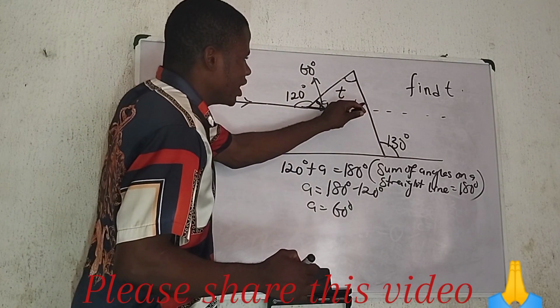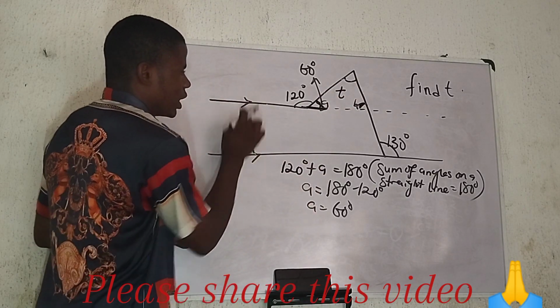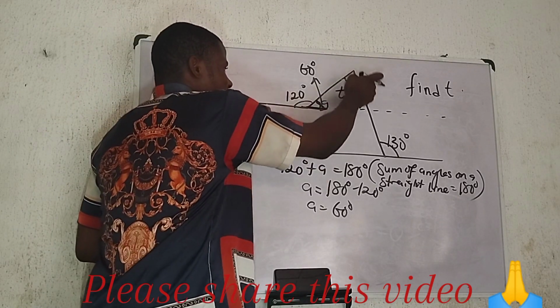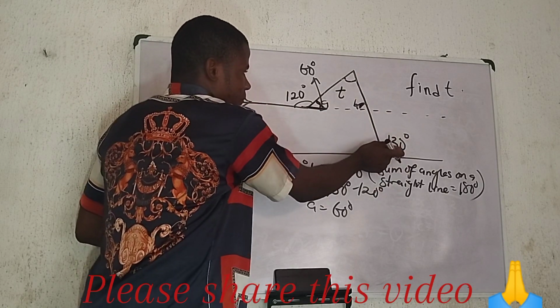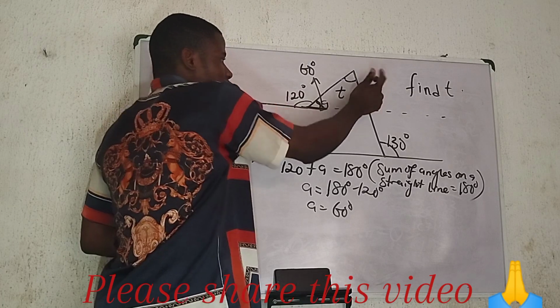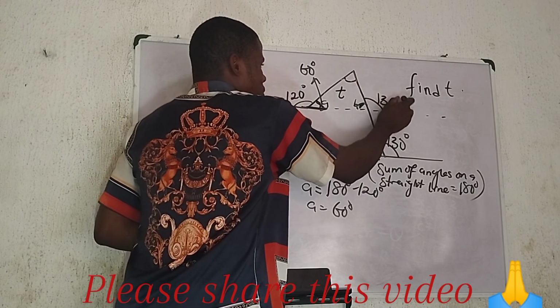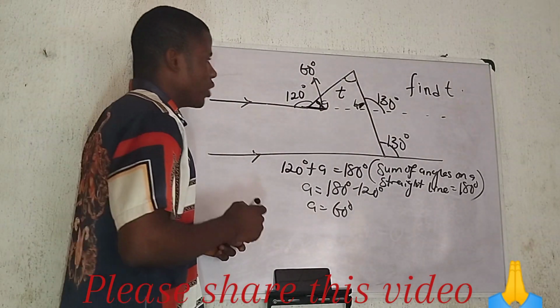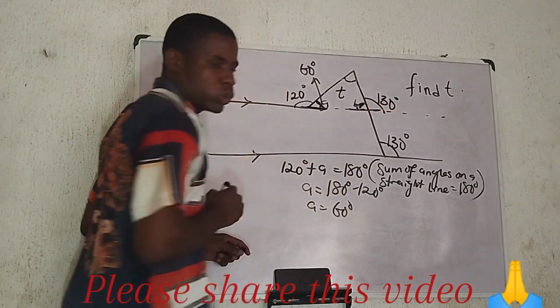Now, how can I find this B? Knowing that these are parallel lines, they cannot meet. If you consider this as a transversal, a line cutting through parallel lines, this angle is corresponding to the angle here. So if this is 130 degrees, this must definitely be 130 degrees. Can you see B and 130 degrees? They are equally on a straight line.